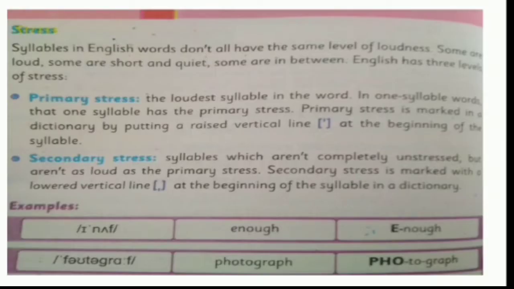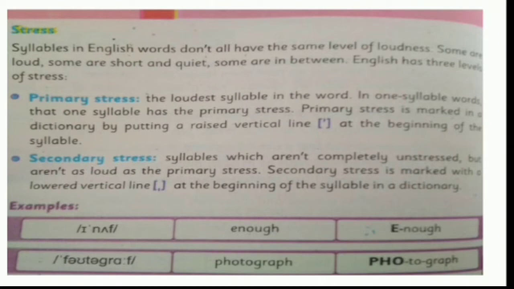Right. So what do we call stress? As you can see, it is written over here. Syllables in English words don't all have the same level of loudness. Some are loud, some are short and quiet, some are in between. English has 3 levels of stress. Syllables in English words don't all have the same level of loudness, and on this basis we have 3 levels of stress.